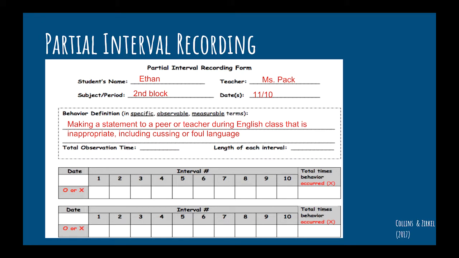For partial interval recording, mark if the behavior is exhibited at any time during the interval. This does require the observer's undivided attention and is useful when the behavior happens so quickly it's hard to watch. I have provided an example for you.